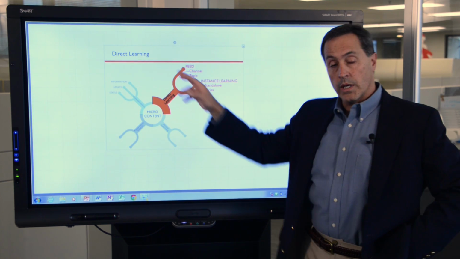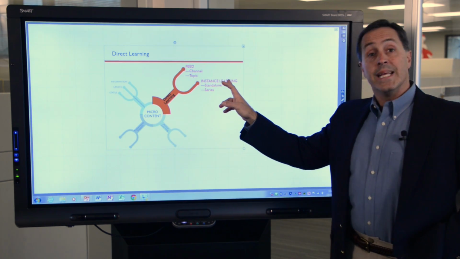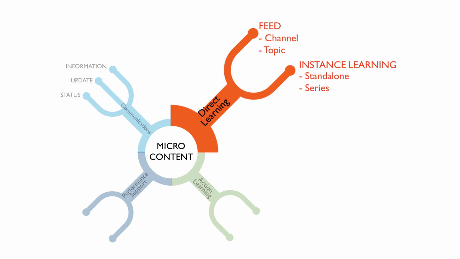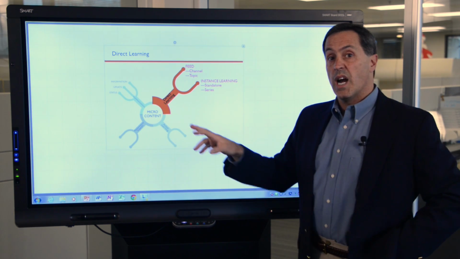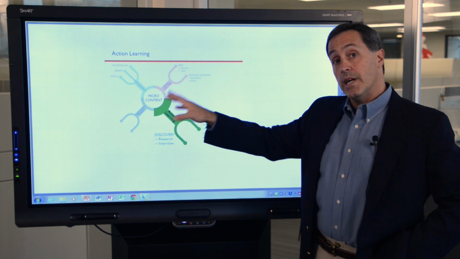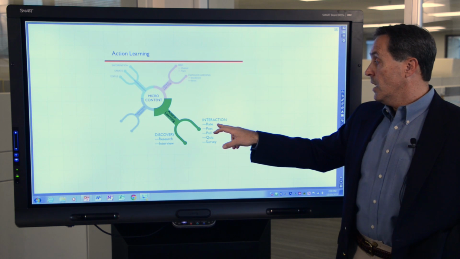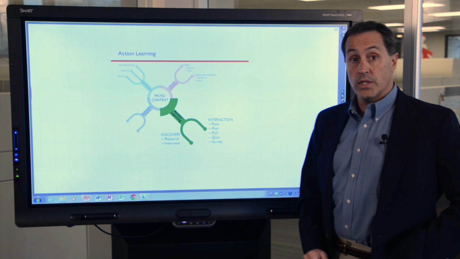When we talk about direct learning, this is just kind of push information to your audience. It can be an instance of learning that is either standalone or a series. And additionally, there could be feeds and topics that you want folks to stay abreast on. And in short, this is communicated from the program to the audience in kind of a static nature. Action learning, however, is more involved. Here's where we're actually asking the audience to partake in either rating, posting, taking polls, quizzes, and surveys, or actually get an assignment in what we call discovery mode, where they're going to actually have to go out and do some research or interview some experts in their field.